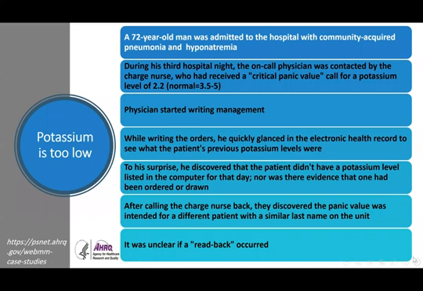And to his surprise, he found that there was no order to do a potassium level for this patient. And when he checked the nursing notes, he found that no sample was taken for this patient and sent to the lab. Then when the matter was escalated and they dug in more, they found out that the critical value was actually not for this patient, but was meant for another patient on the same unit, with a similar last name but a different first name and different file number. It was never known whether a readback actually happened. Next story.